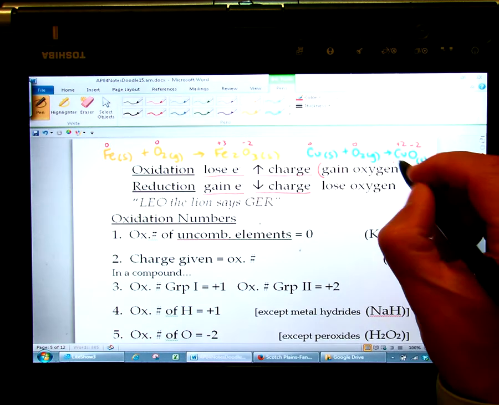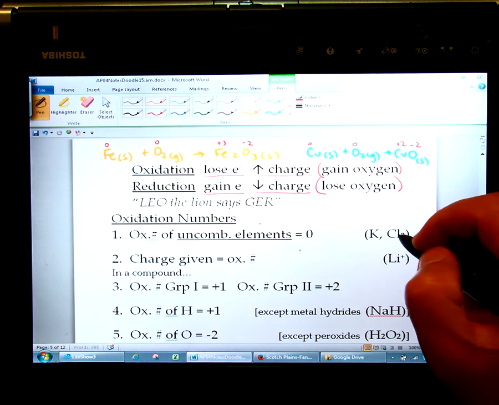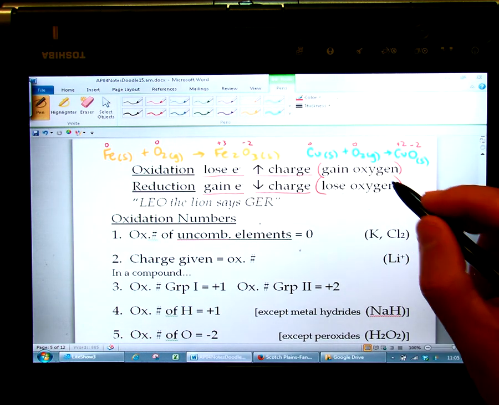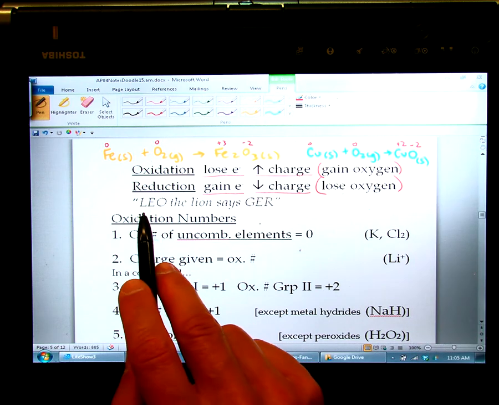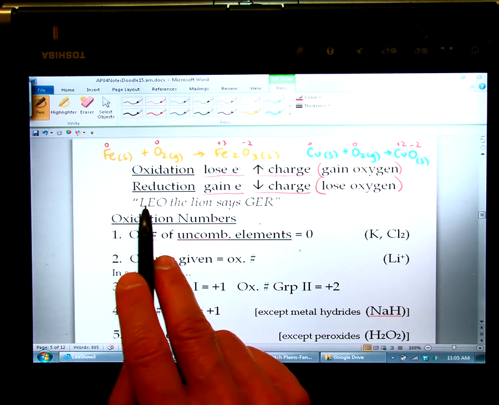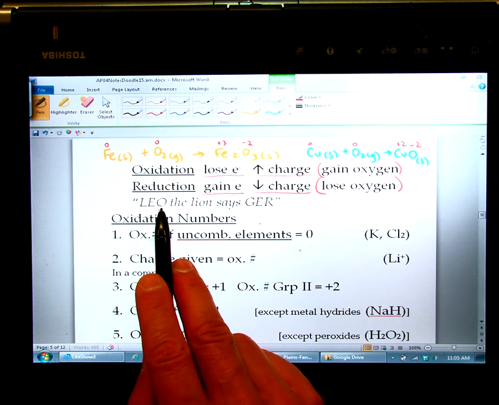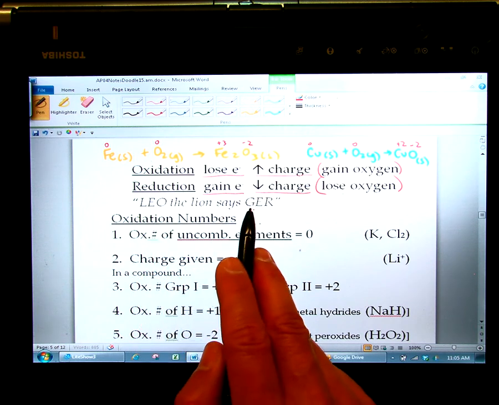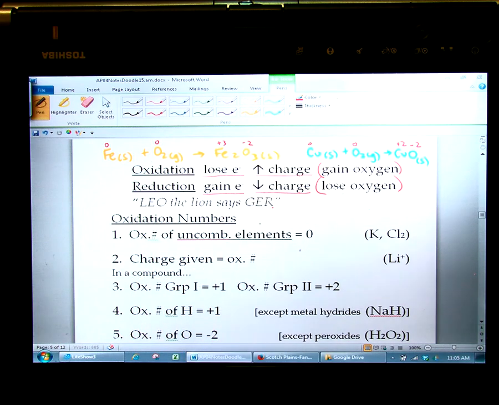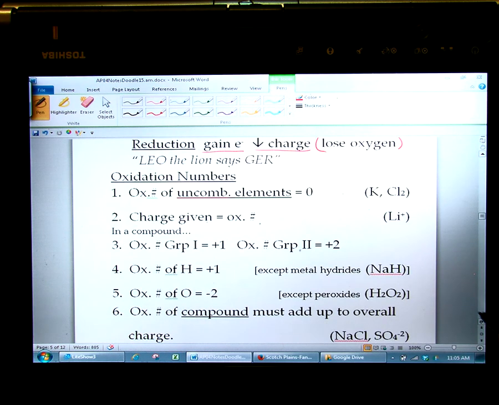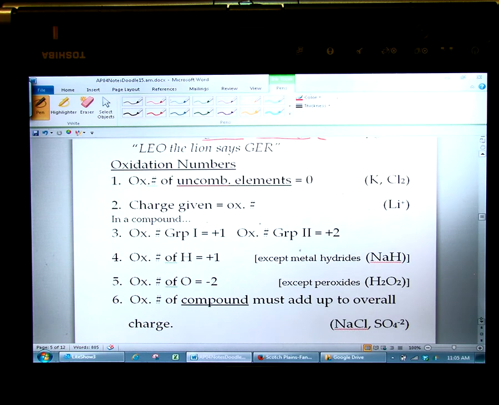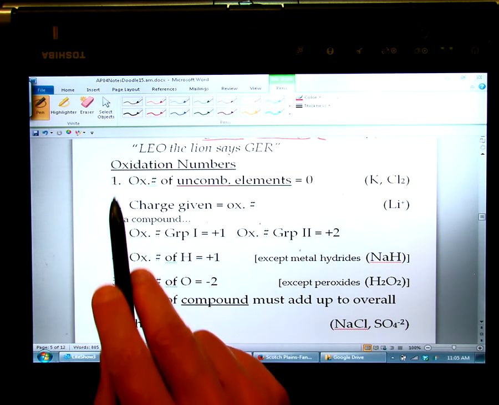So gaining oxygen and losing oxygen are parenthetical. They're not always true, but they can be true. An easy way to remember what I just said is Leo the lion says grr. Leo means lose electrons oxidation, and grr means gain electrons reduction. So what we're going to do is we're going to learn how to assign oxidation numbers to every element within a chemical reaction. So the first two rules pertain to elements by themselves.